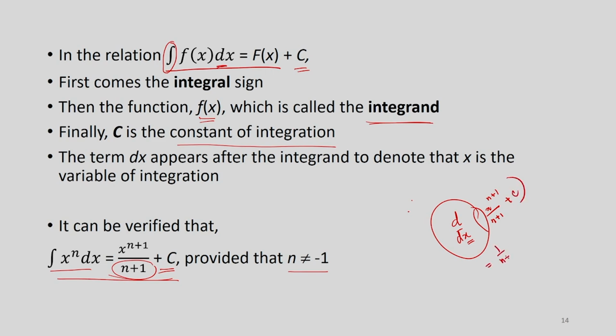Let us take the derivative of this. It will become n plus 1 over n plus 1, apply the power rule, x to the power n, plus 0, which is equal to x to the power n, which is there as the integrand. So, this formula is correct. This is like the power rule formula of integration. If you take an arbitrary function x to the power n and want to take the indefinite integral of that, then you get x to the power n plus 1 divided by n plus 1 plus c. C is the constant of integration.